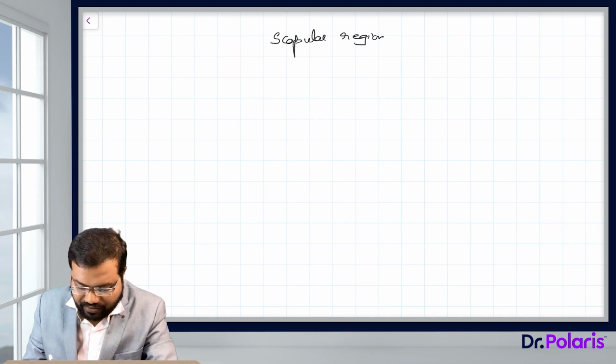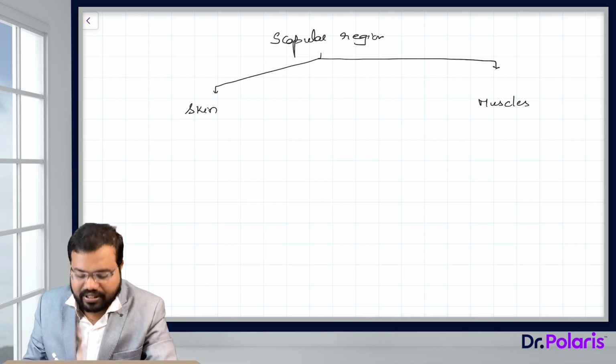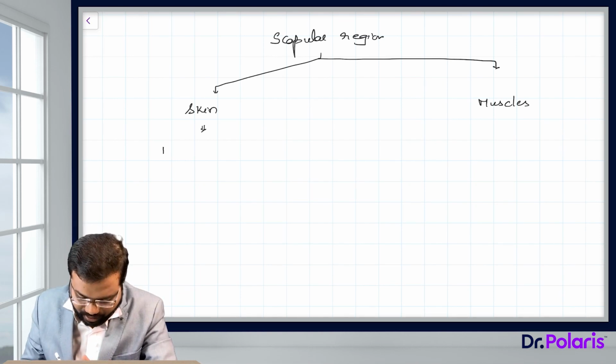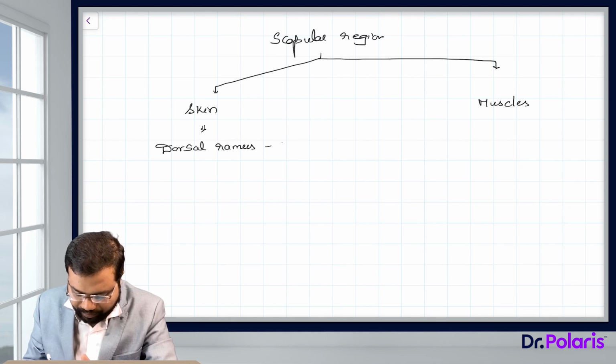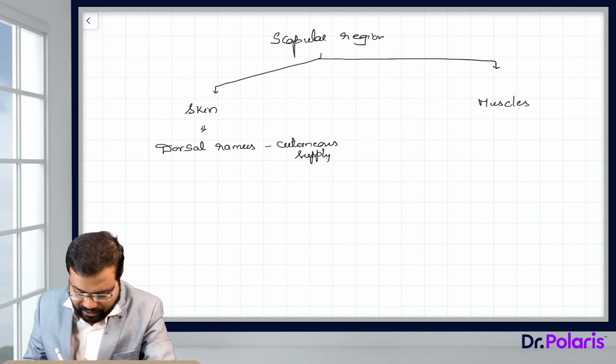In this scapular region, first we will discuss the skin details and its fascia. Next, we will discuss the muscles. Now, regarding the skin, the cutaneous supply is supplied by the dorsal ramus. The dorsal ramus gives the cutaneous supply. Now, the question is which part of the dorsal ramus, whether it's the medial branch or the lateral branch.